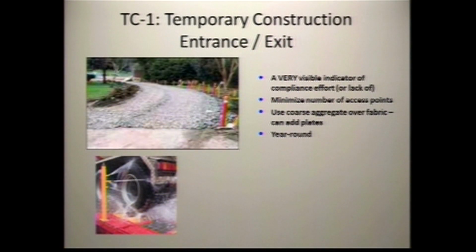There's kind of a progression. You've got a rock entrance and you've got rumble plates, so you can do rock and rumble plates. If that's not working, you can go to street sweeping as an add-on. And if that's not working, the final thing is a wheel wash. Around here, a lot of times during the rainy season, you're going to have to go to some sort of a wheel wash. That can be a laborer with a hose. That can be one of the fancy automatic ones like you see here. But a lot of times you're not going to kill the track out problem to the satisfaction of the regional board without some sort of a wheel wash, because we have clay soils and it sticks to the tires.